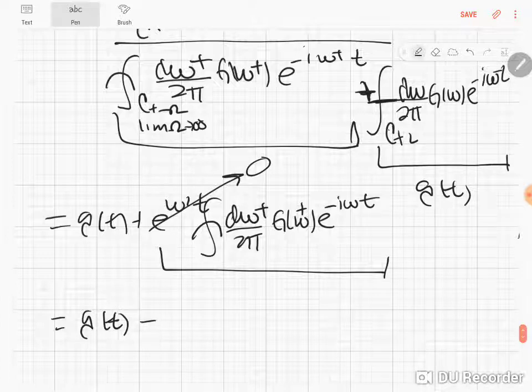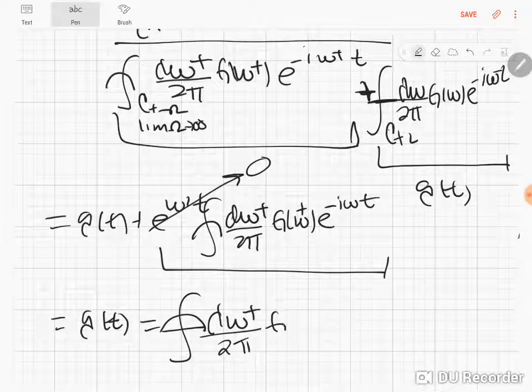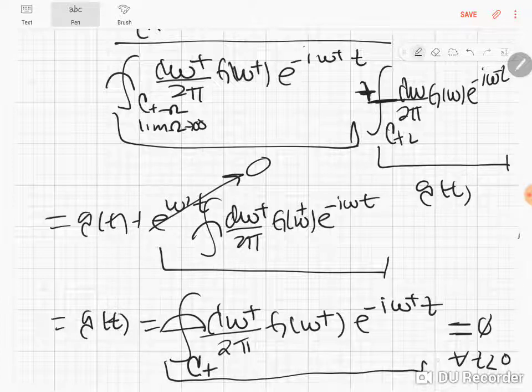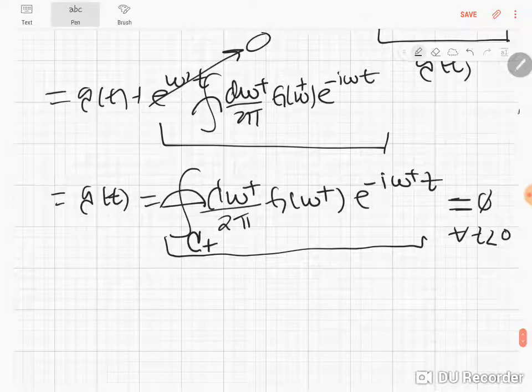Okay, so that means that g of t is equal to the integral over this closed contour C plus of d omega plus divided by 2 pi, g of omega plus, e to the minus i omega plus t. And this has to be imposed to be equal to 0 for all t less than 0. Now that we have derived this condition, that this integral has to be 0, we have to ask ourselves, how is that integral 0?